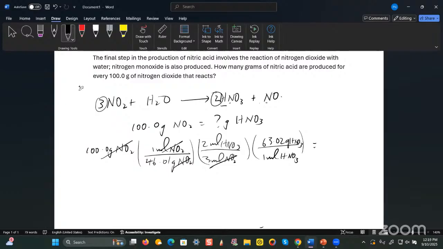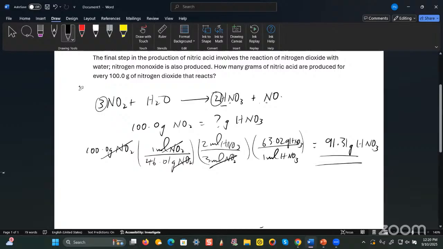And then we work this out. So let's see what this gives. 100.0 divided by 46.01, times 2 divided by 3, times 63.02. According to my calculation, when rounded off to 4 sig figs, it's going to be 91.31 grams of HNO3. All right? And that's basically how that is done.